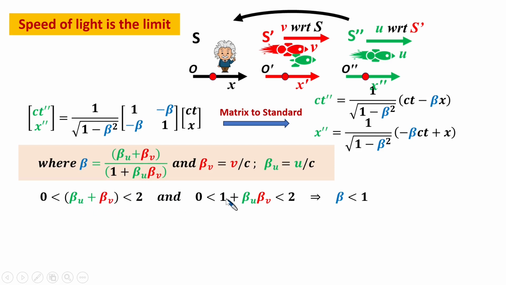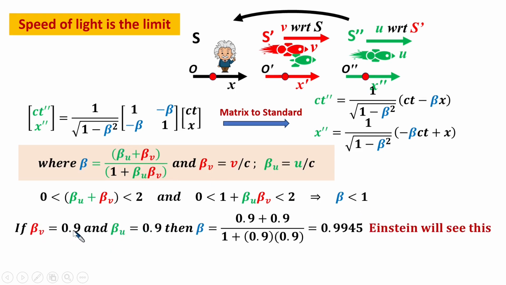And similarly, you have this quantity 1 plus, since this is less than 1 and this is less than 1, when you multiply it will be less than 1. So this 1 plus some less is always less than 2. So beta is always less than 1, this quantity. Suppose beta v is 0.9 and beta u is 0.9, that is v by c is 0.9, that is, the velocity is moving at 90% the speed of light. If you add it, you get 0.9945.